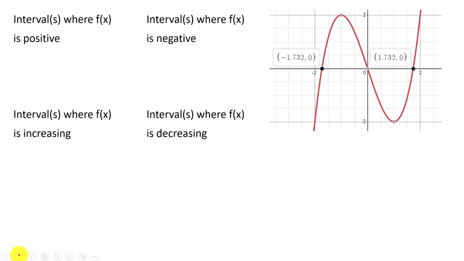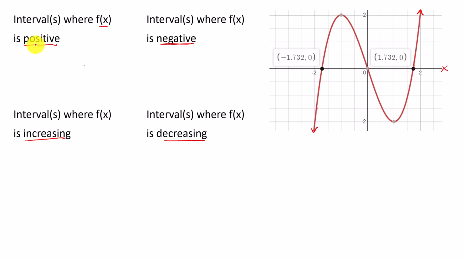Okay, so now we're going to look at a few things that might be new to you. So we're going to use the same graph. So remember, there's an arrow here and an arrow here because it keeps going. But we're going to look at, where is our graph positive? Where is it negative? And then where is it increasing and where is it decreasing? And it's very important that you understand this because these things are very easy for people to get mixed up. Just because my graph is positive does not mean it's increasing, and vice versa.